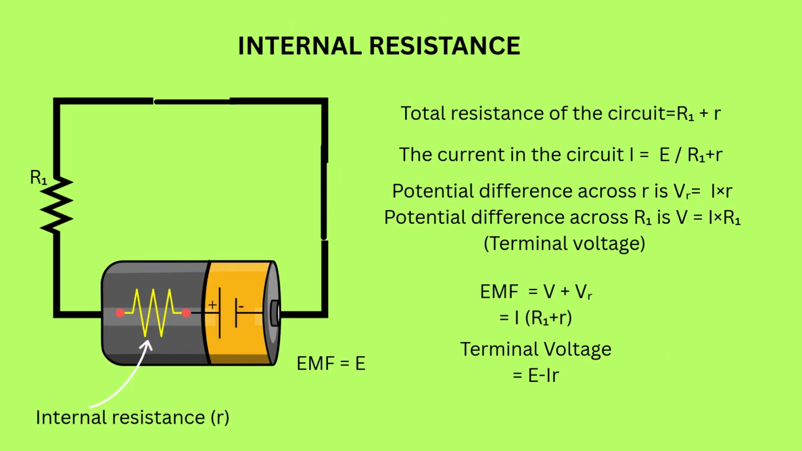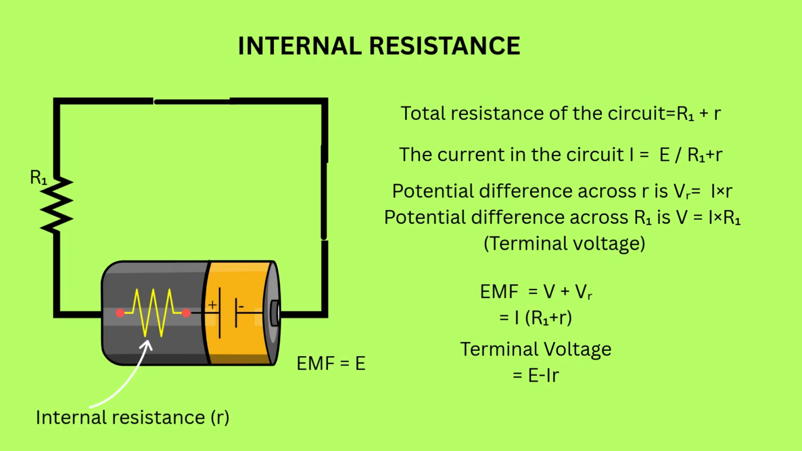Internal resistance of a cell. Every cell has a resistance of its own called internal resistance. The figure shows a circuit with external resistance R1 and internal resistance R. So the total resistance is R1 plus R. Current in the circuit is E by R1 plus R.